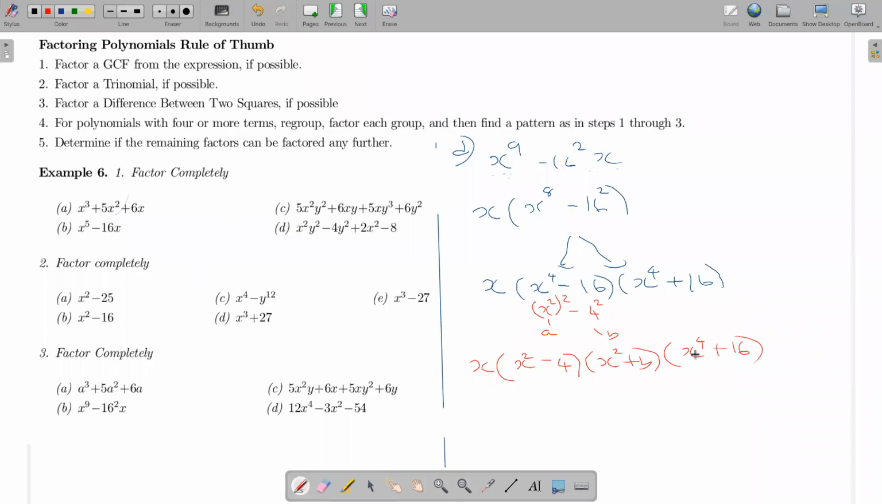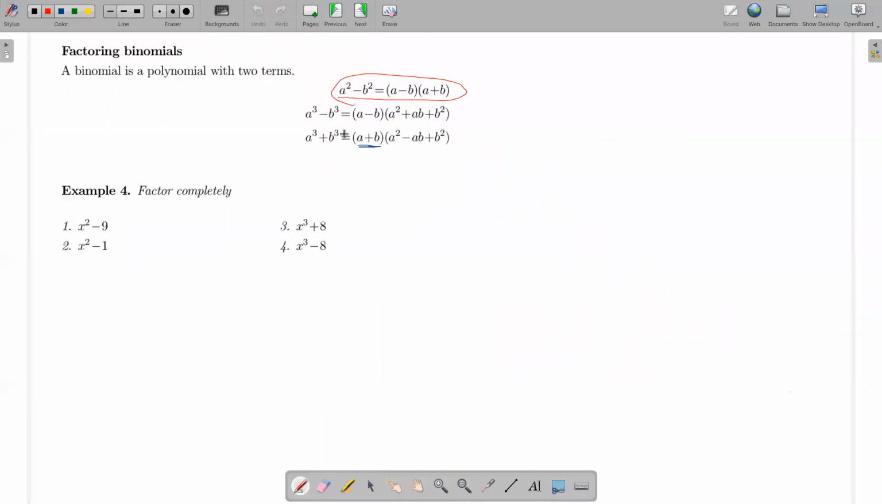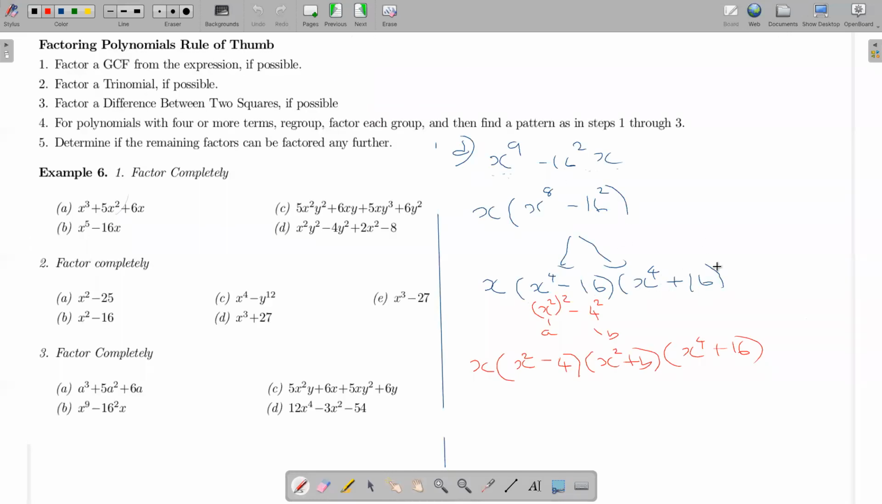So for sum of squares, there are no formulas for sum of a squared, no? Only for difference of squares. So difference of squares, not for sum of squares. So this one I cannot factor further. So I stop there. Okay.